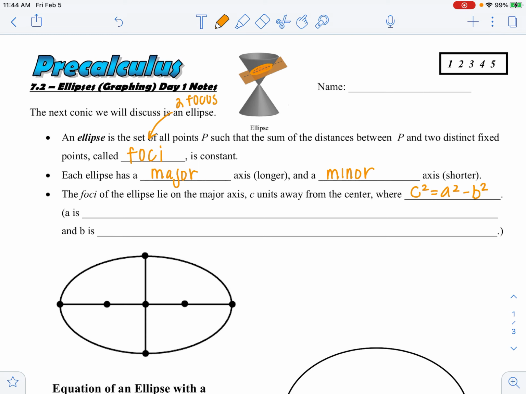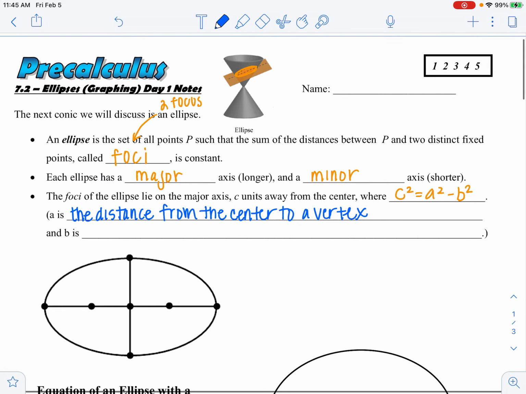Okay. Other things that you need to know here. A is the distance from the center to a vertex. And B is the distance from the center to a co-vertex.